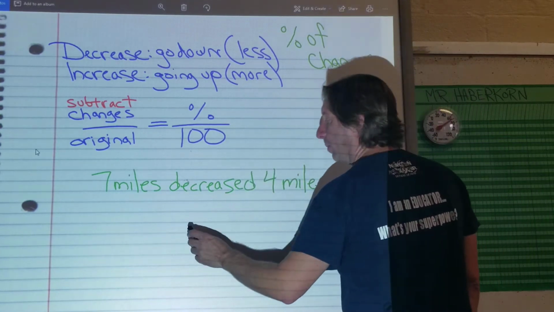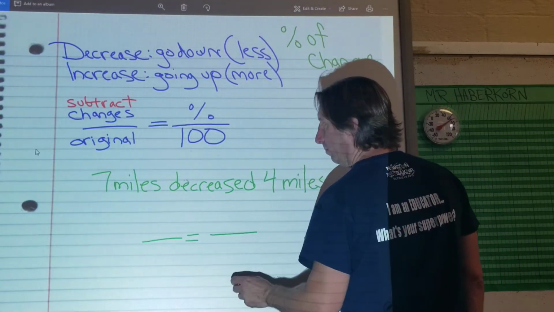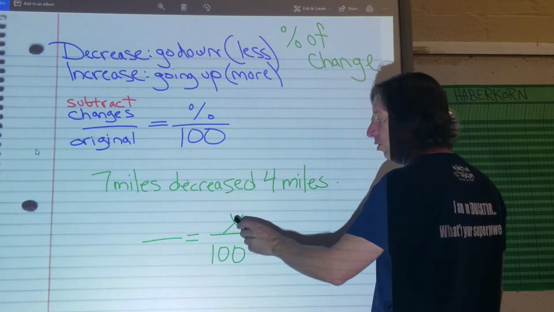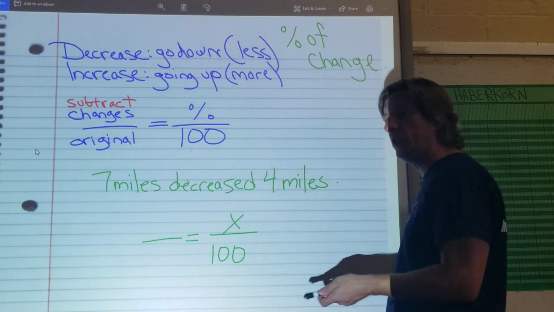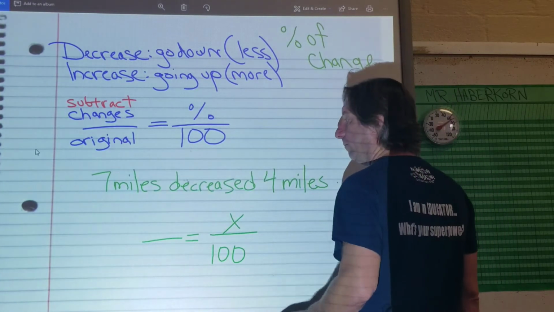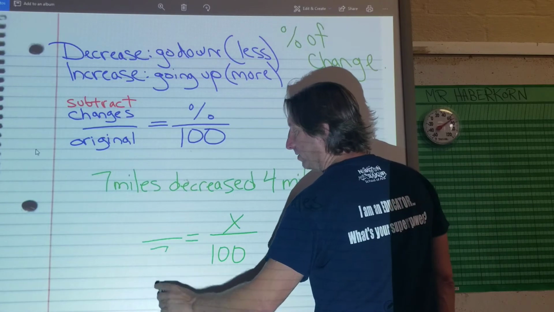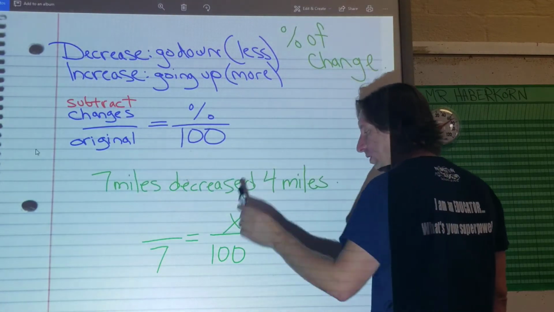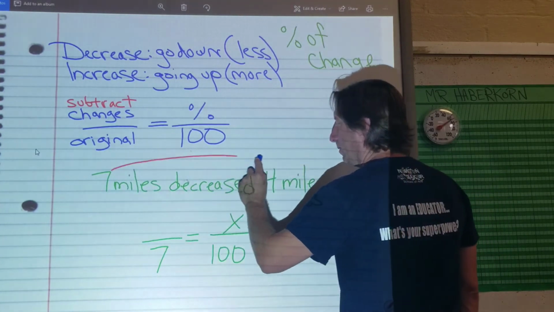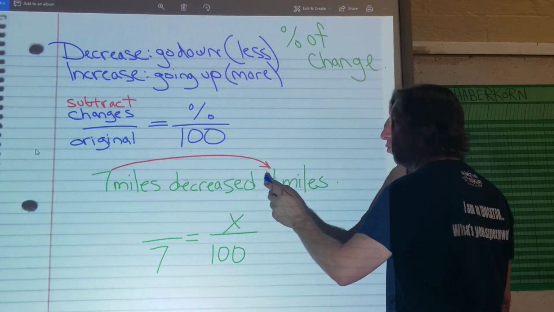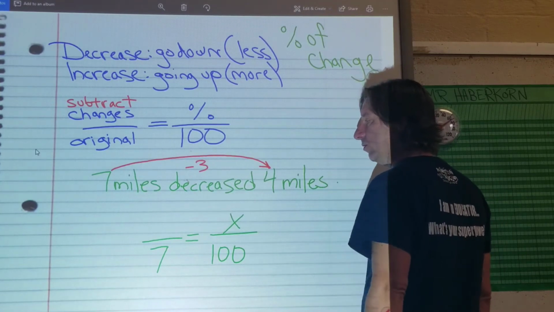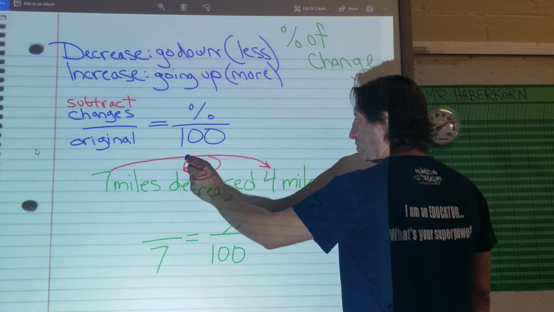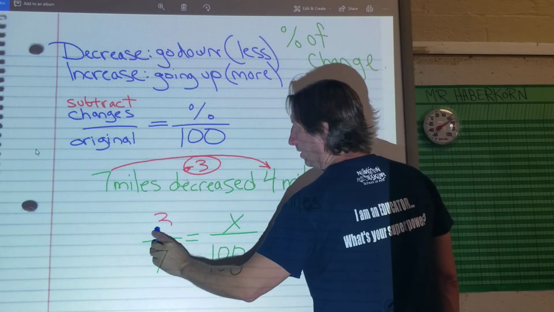So we're going to set up our proportion. We know our 100 goes on the bottom. We're trying to find the percent change, right? We don't know the percent. What's the original amount Mr. Habercorn ran? He originally ran 7 miles. And then how much did it change from this one to this one? Well, we have to subtract those, right? How much did it change? 7 minus 4 is 3, right? It went down 3. 7 minus 4 is change 3, okay? So that goes here, how much it changes.